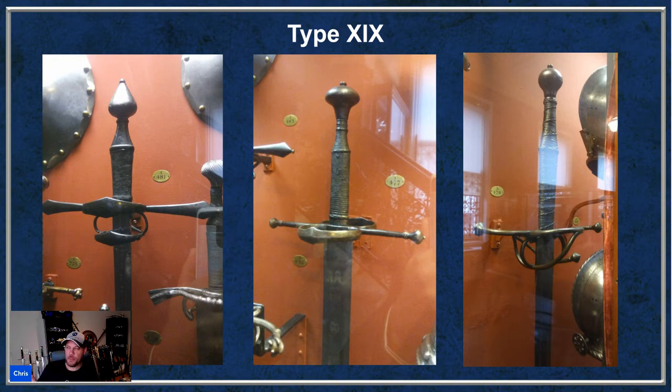I always have a hard time photographing in museums with glass because I always get glare. If you know of a way to photograph those and remove the glare, please let me know. I'm terrible at it. And these are much older pictures. Last time I was at the Wallace Collection was prior to COVID, so these are from then. But the Wallace Collection has a lot of Type 19s in the hand-and-a-half and longsword variety, and there's three of them that you can see there. So if you're ever in London, highly recommend the Wallace Collection.